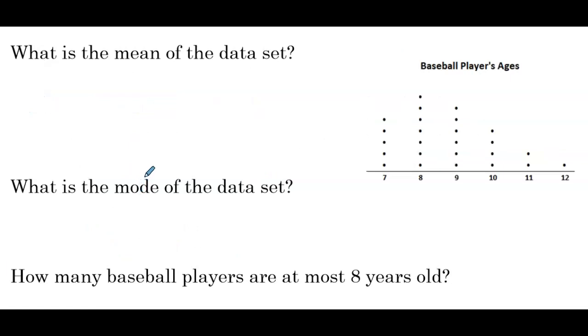What is the mean of the data set? Again, mean is just another word for average. So we have to find the average of all of the data. So to find the average, we add up all the ages and divide by the total number of players.